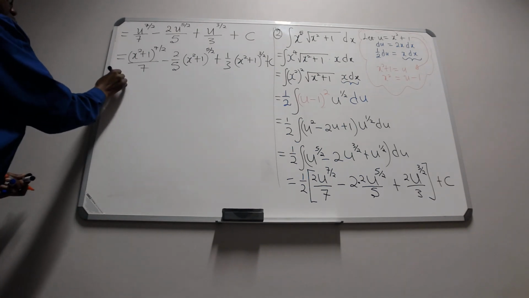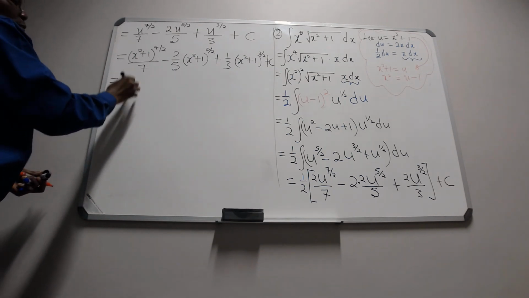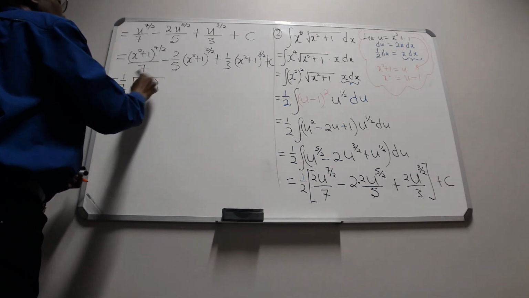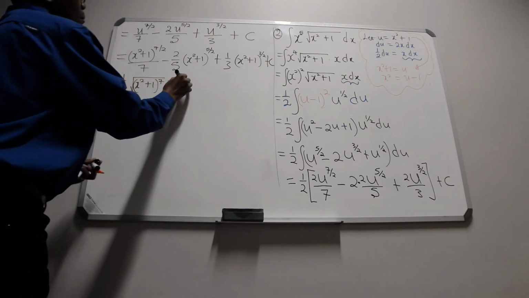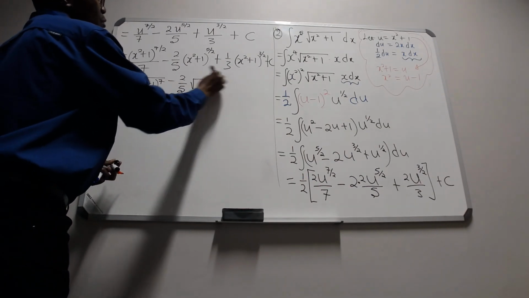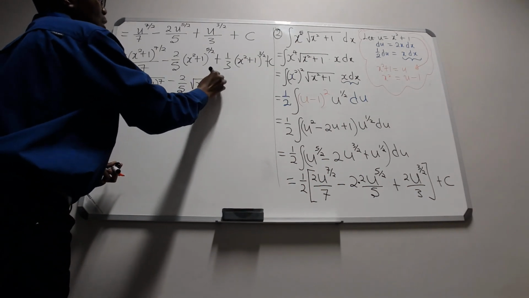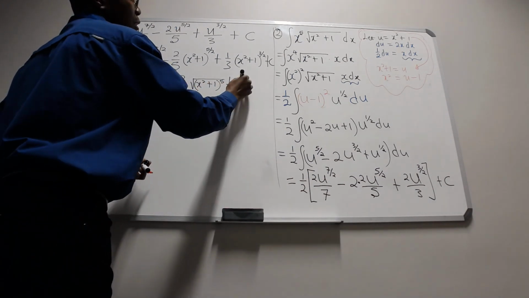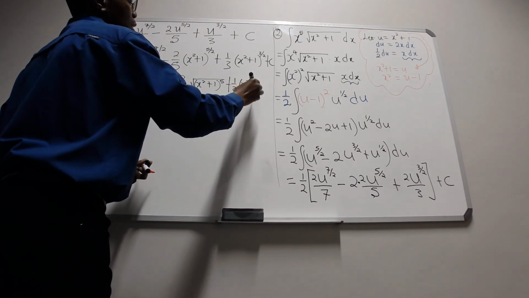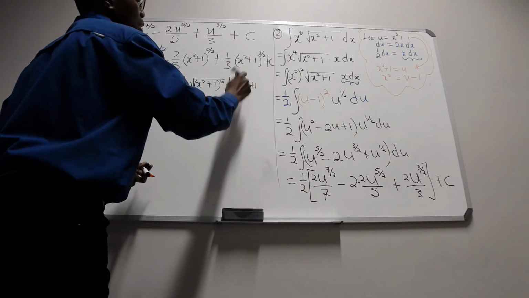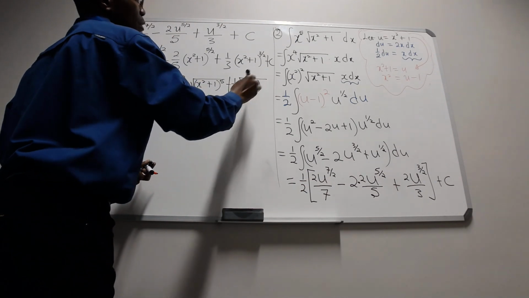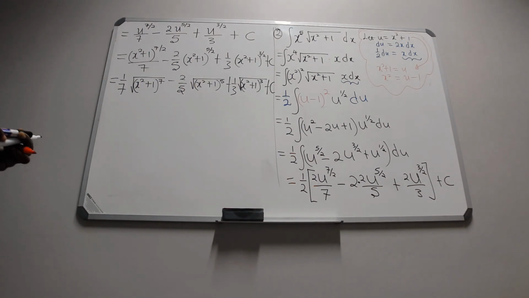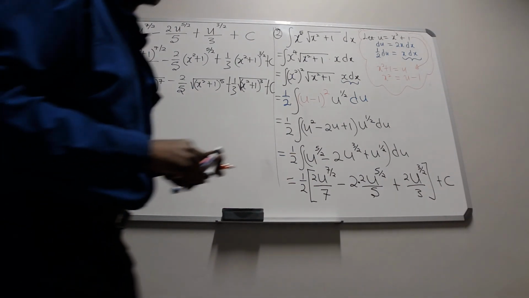There we are. So if you want, you can write 1 over 7 times the square root of x squared plus 1 to the 7, minus 2 over 5 times the square root of x squared plus 1 to the exponent of 5, plus 1 over 3 times x squared plus 1 times the square root of x squared plus 1 cubed, plus a constant c. That's how we deal with that one.